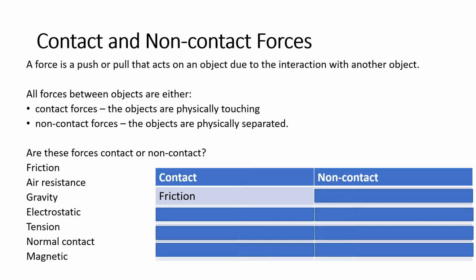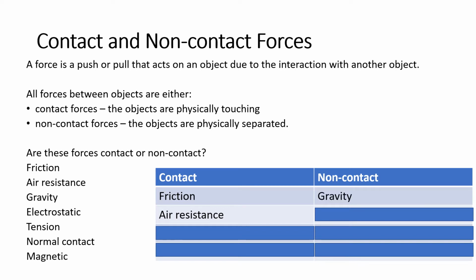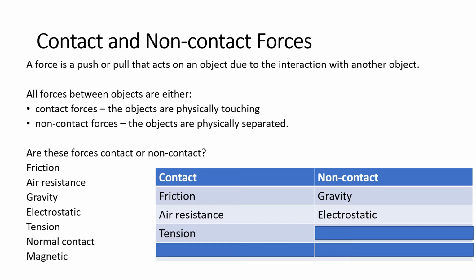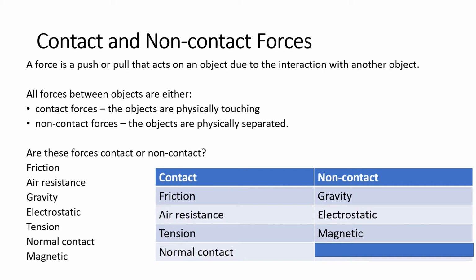See if you can decide which column of the table they should be in. Friction is a contact force. Air resistance is also a contact force. Gravity is a non-contact force. Electrostatic is a non-contact force. Tension is a contact force. Normal contact is a contact force, and magnetic is a non-contact force.